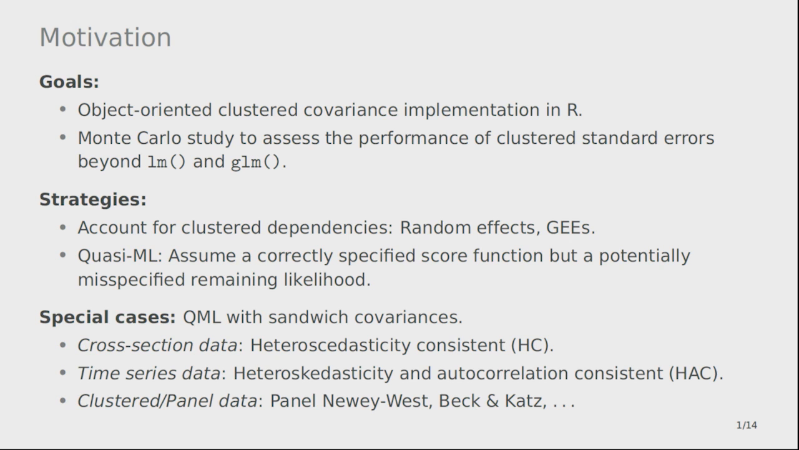This approach, known as quasi-maximum likelihood, leaves the parameter estimates unaffected, but adjusts covariances by using a sandwich estimator. Special cases of QML together with sandwich covariances comprise, for example, independent but heteroscedastic cross-section observations. These require HC, heteroscedasticity consistent covariances, while autocorrelated time series observations necessitate heteroscedasticity and autocorrelation consistent, HAC, covariances. And for clustered or panel data, clustered sandwich covariances are often employed.